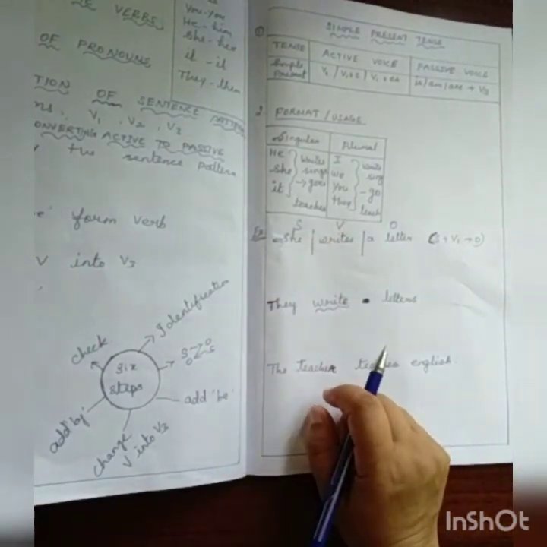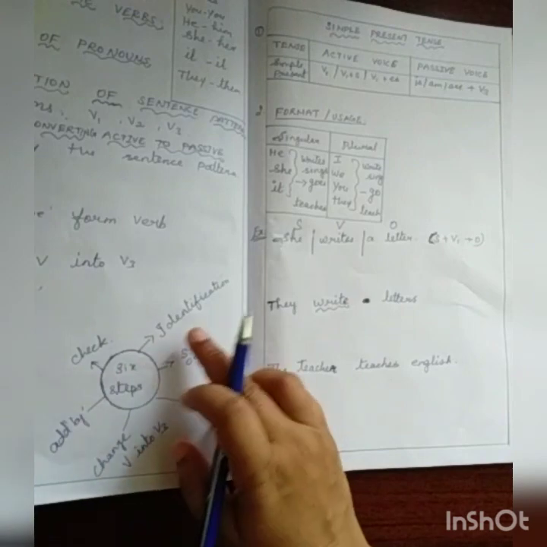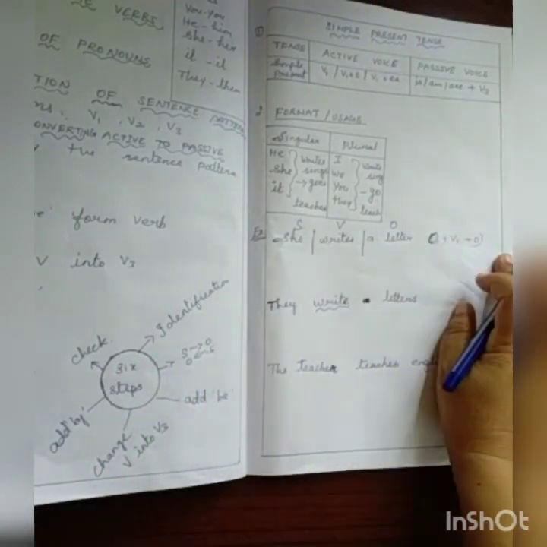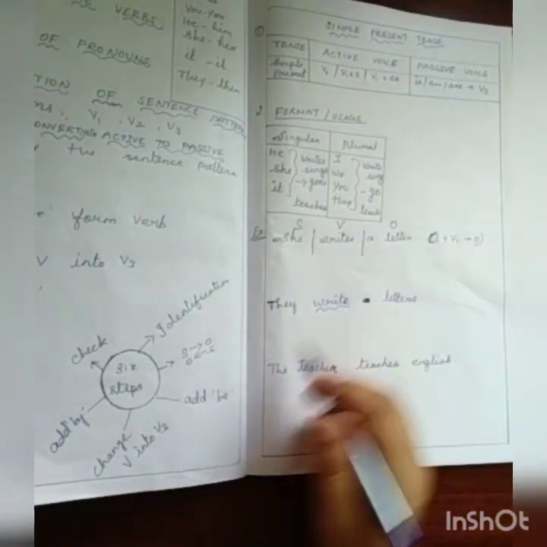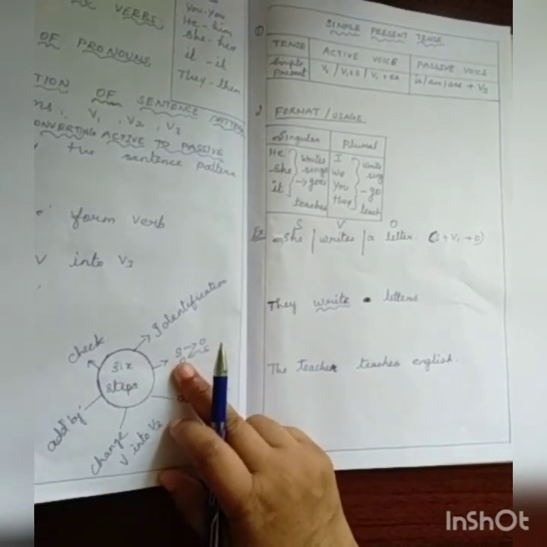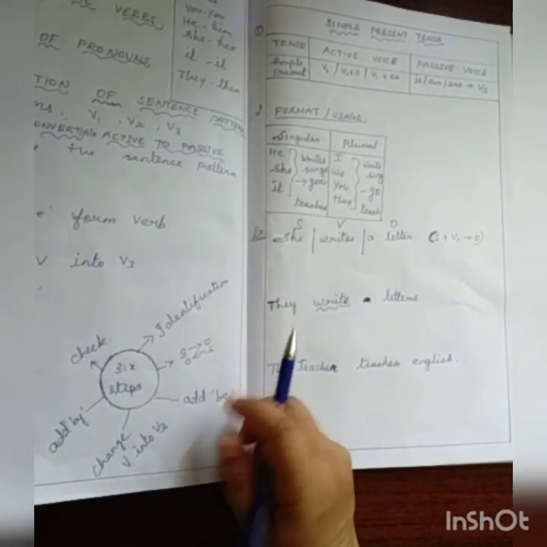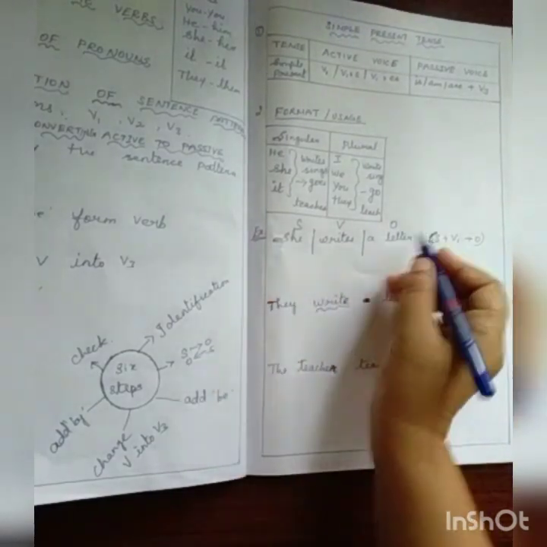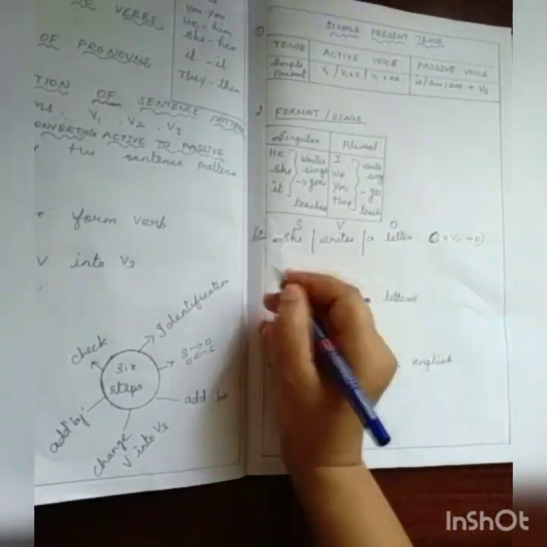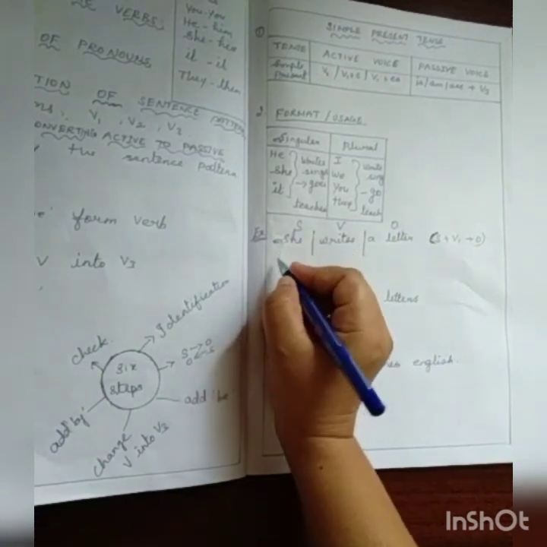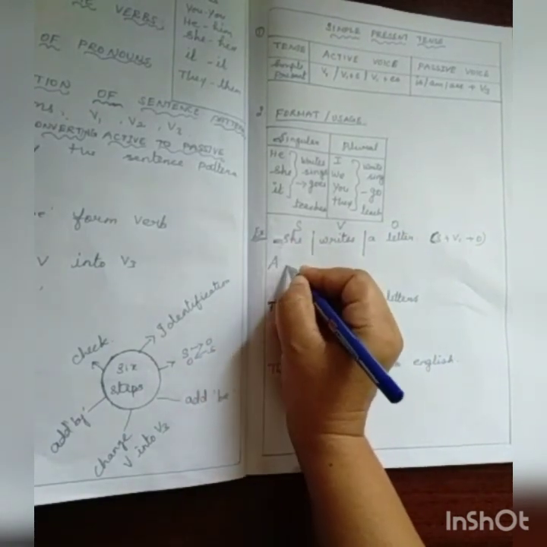So what is the first step? Identification. You identified the sentence pattern. Then what's the second one? Interchange subject into object, object into subject. That is nothing but swap subject and object. Here the object is a letter, so a letter will come first.